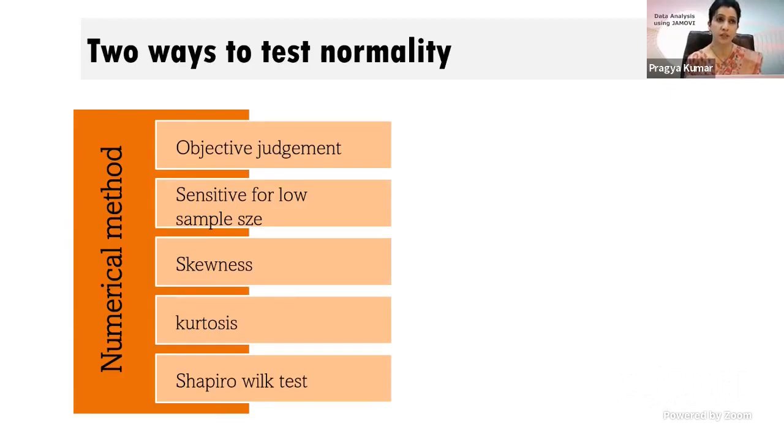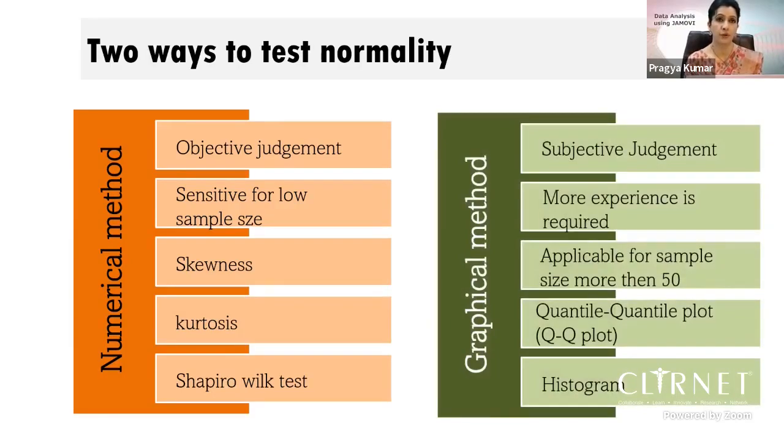The objective measurements are skewness, kurtosis, and Shapiro-Wilk. The subjective judgment is the graphical method, where the QQ plot and the histogram are most commonly used. In this case, you need to have a little bit of experience to visualize the graph, whereas the objective one is clear cut. But if your sample size is more than 50, then the Shapiro will give you a false value. So you should not go for a Shapiro-Wilk if your number of data is more than 50.